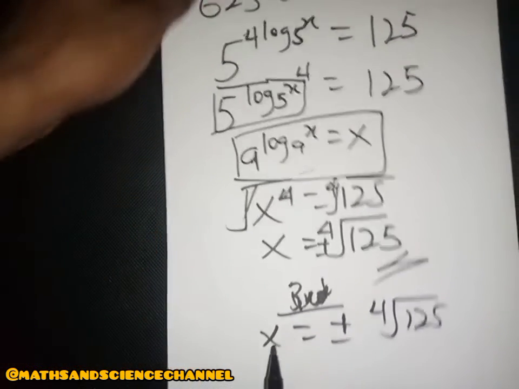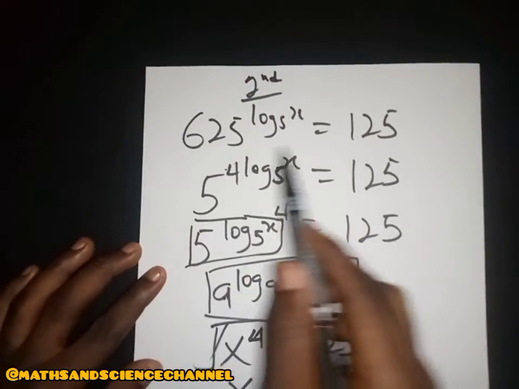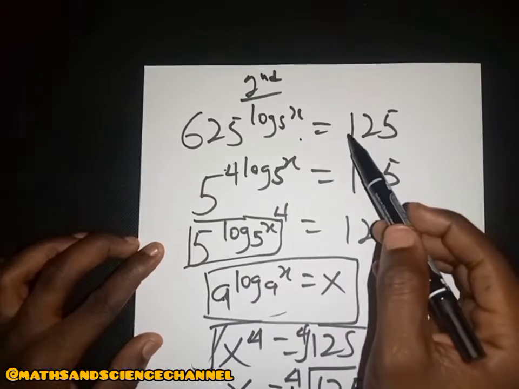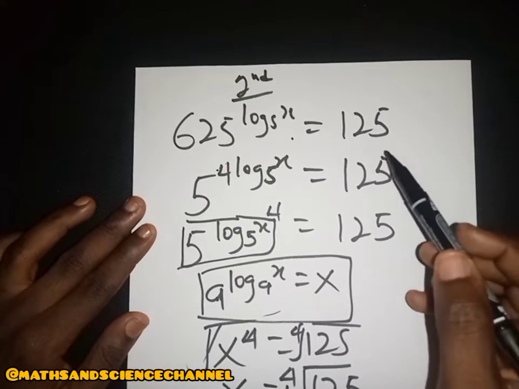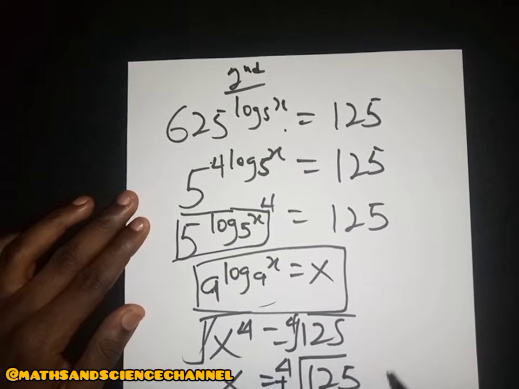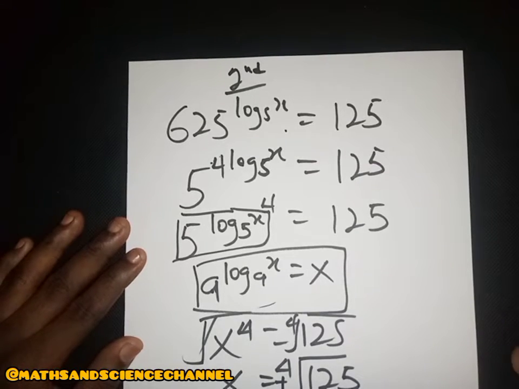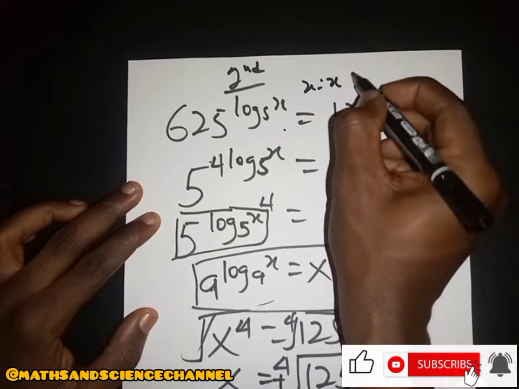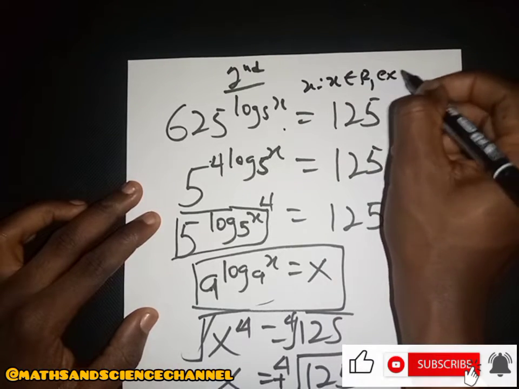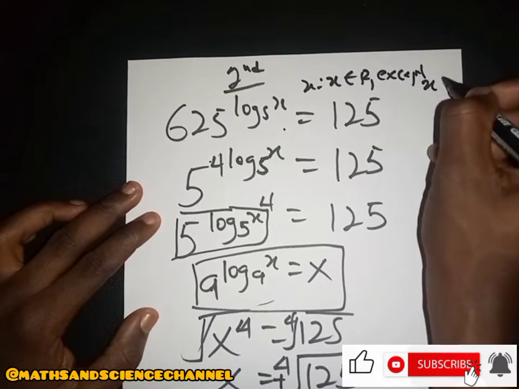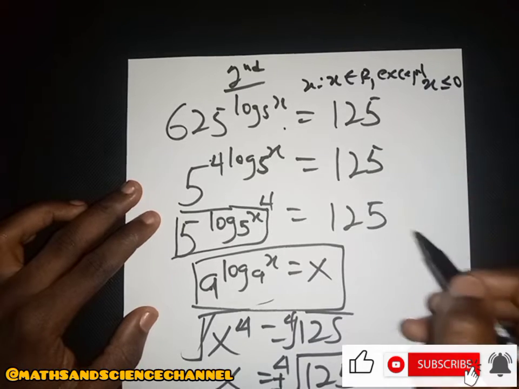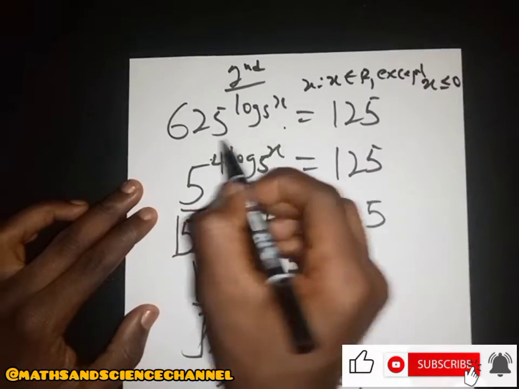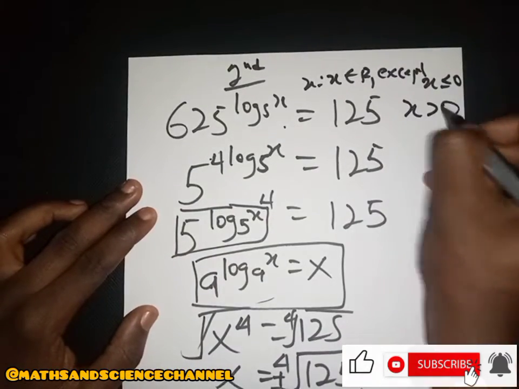But then remember, from the general one, which is this one, defining the domain of the general one here, realize that we cannot have two solutions. Why? Because when we define the equation, x belongs to all real numbers except when x is less than or equal to 0, right? So which means that in order for this equation to be defined, x should be greater than 0 in this case.